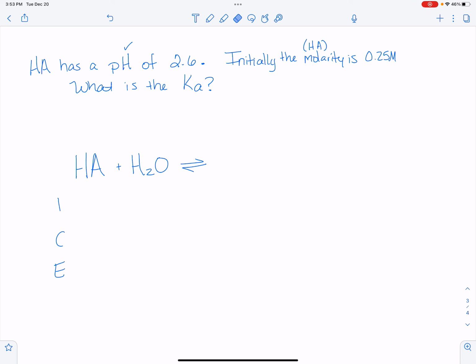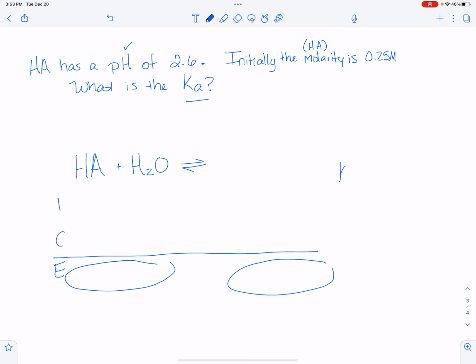You have already used ice charts to solve for Ka. And the way you've done it is once you've gotten the reaction and once you figure out what goes in the equilibrium row, these will be actual numbers. In this case, the water won't matter, and those will be actual numbers. And you just put them in that K expression, and then you do some solving.